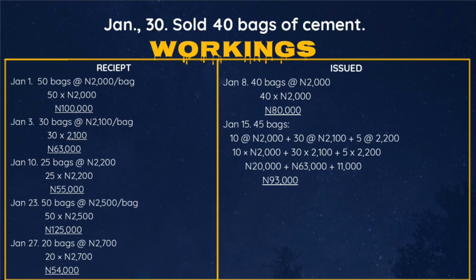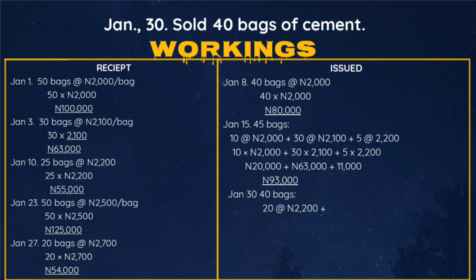So that's the issue. So we are recording under the issue, the date January 30th, 40 bags. So at what amount? If you remember, the last inventory that was supplied was 5 bags at the rate of 2,200. That is the one received on the 10th of January, which means 5 bags have been supplied from the 25 bags. So which means we have the 20 bags left. So the 20 bags will be supplied at the rate of 2,200. If we remove 20 from 40, we still have 20 left.